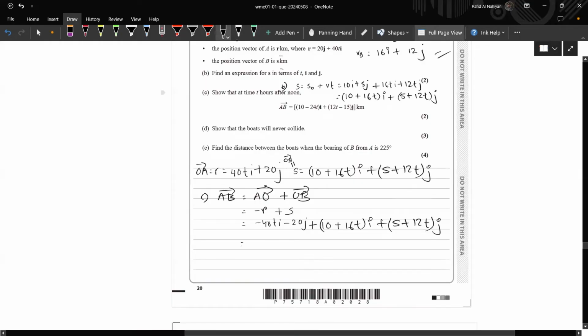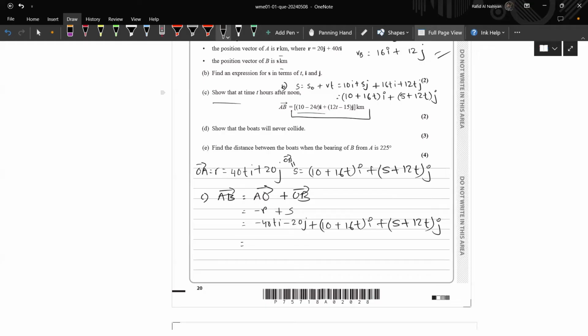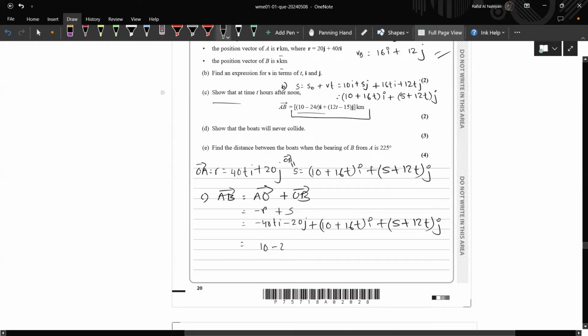Okay. Now I'm going to collect the i terms again, because that's what I have to do here. We have to get to this expression. We have to show that AB is this. Well, if I just collect the i terms, I get what? 10 plus 16t minus 40t. 16t minus 40t would be minus 24t. Okay. That is that. And well, this is going to be (12t minus 15)j. Right. Make sure to add the brackets. And that is shown. Let's move on to part D.